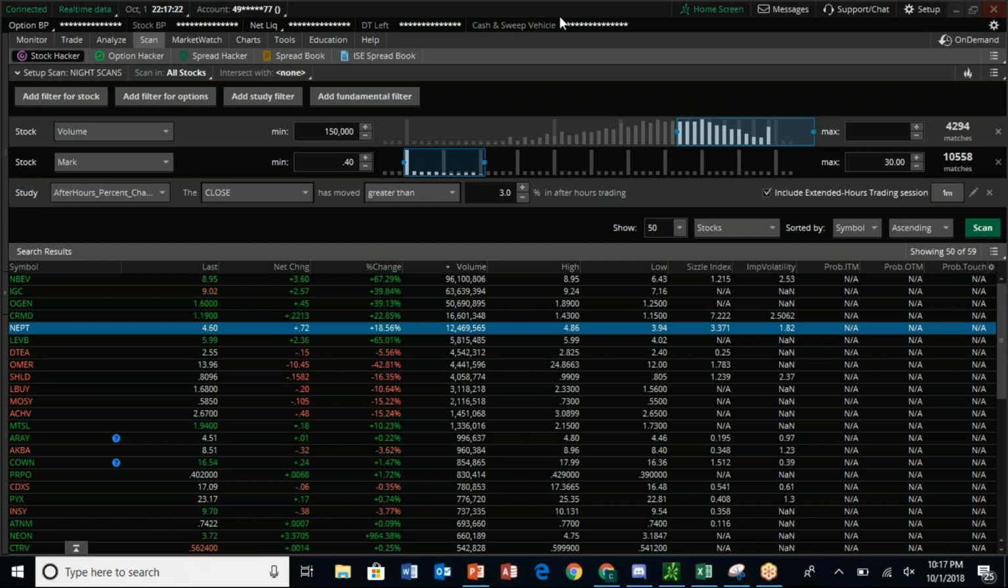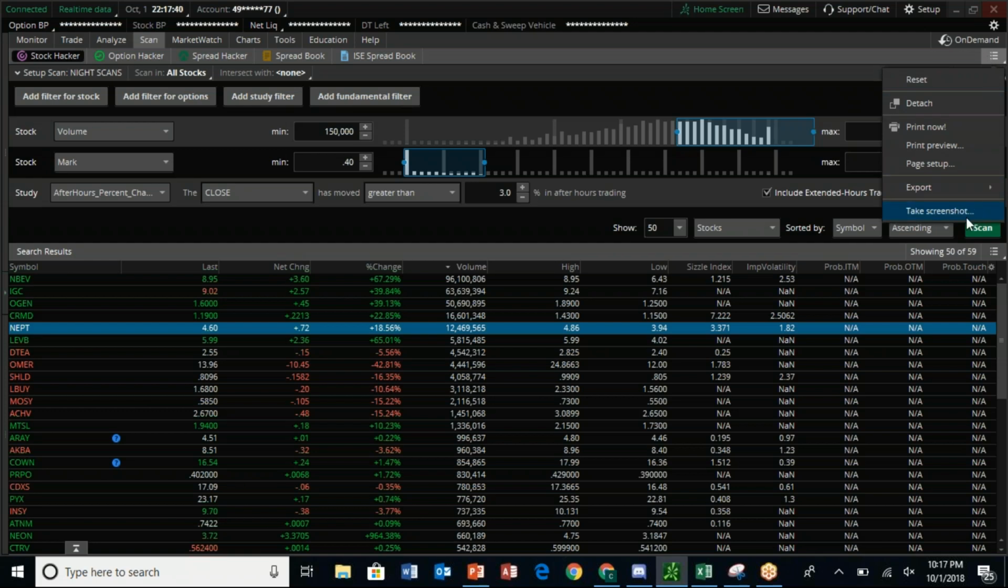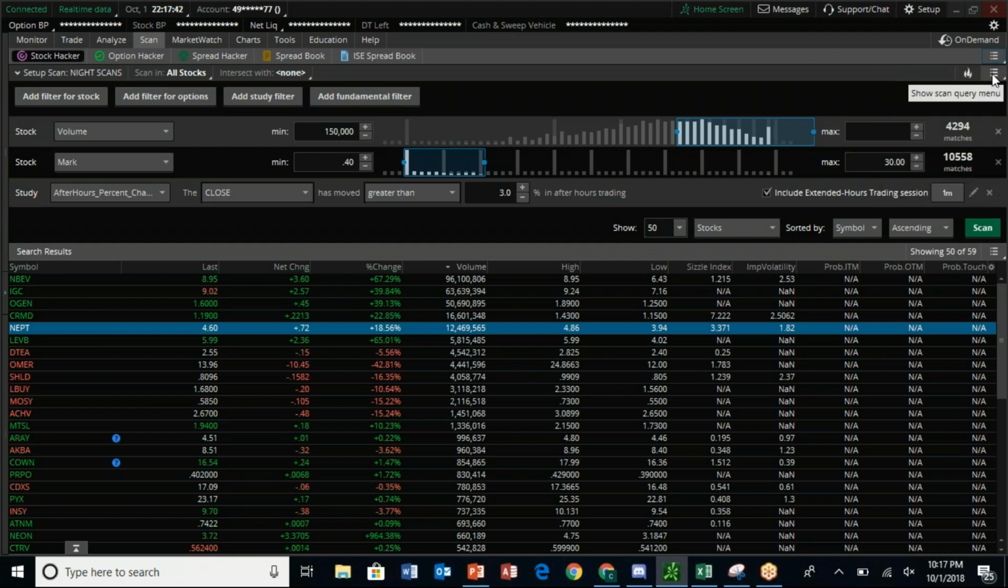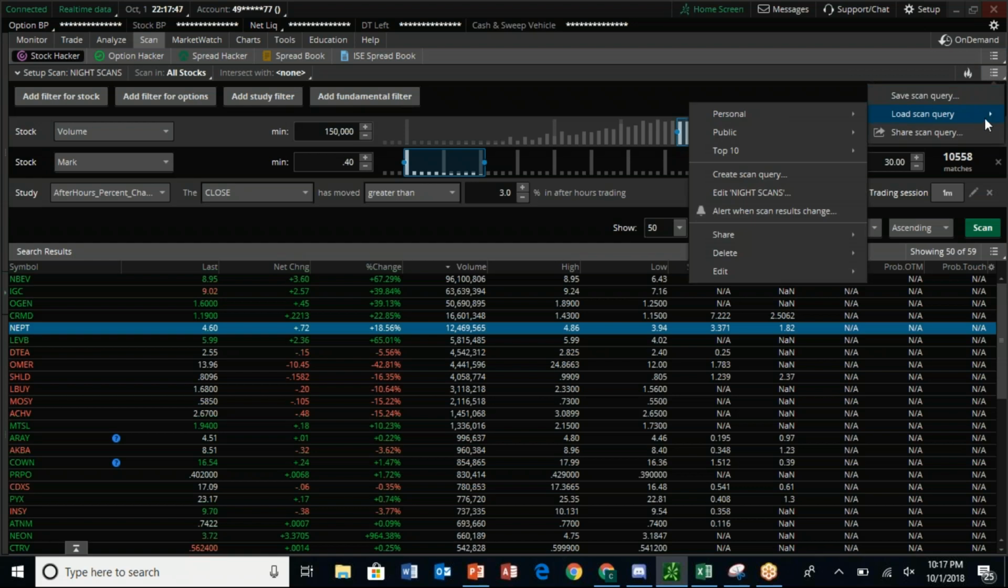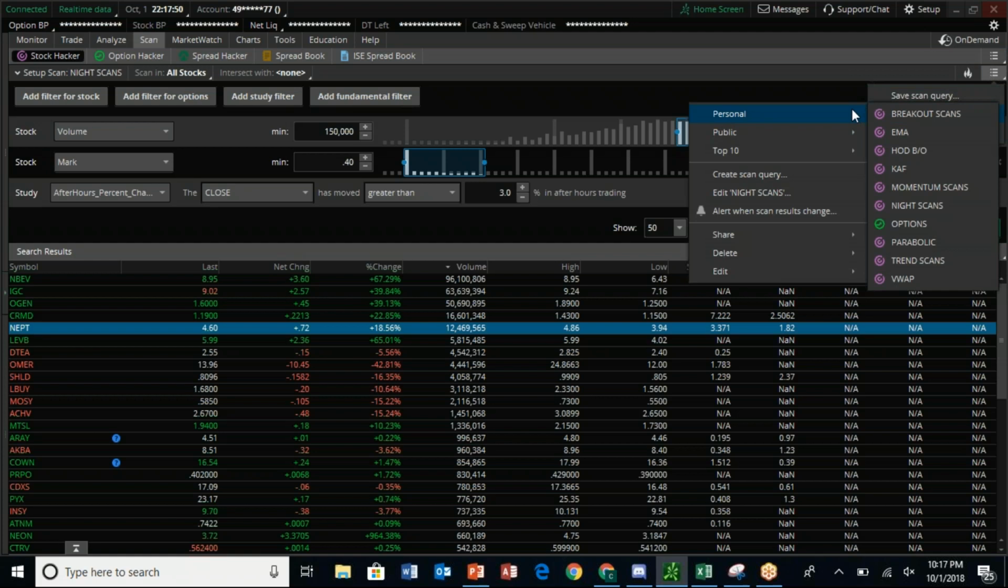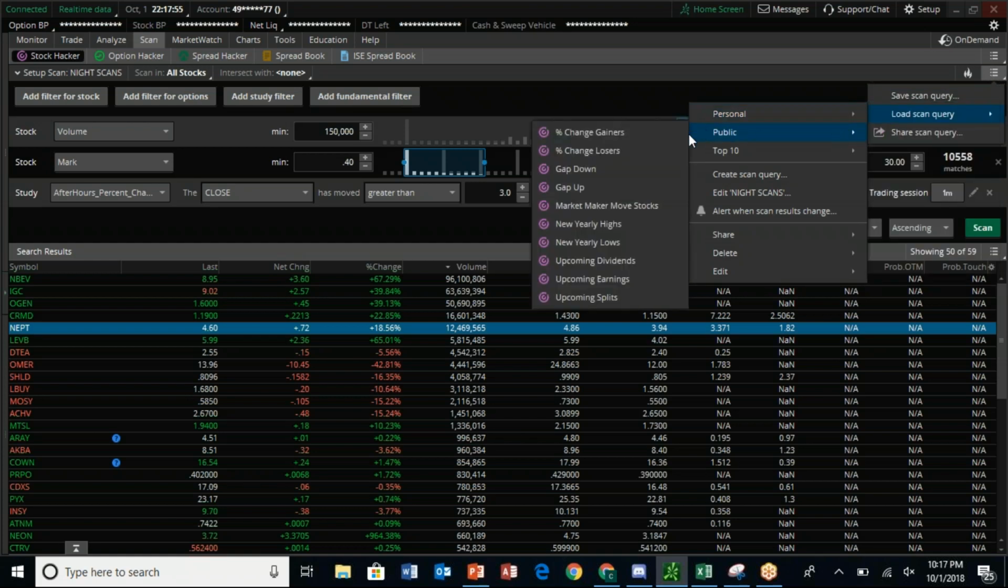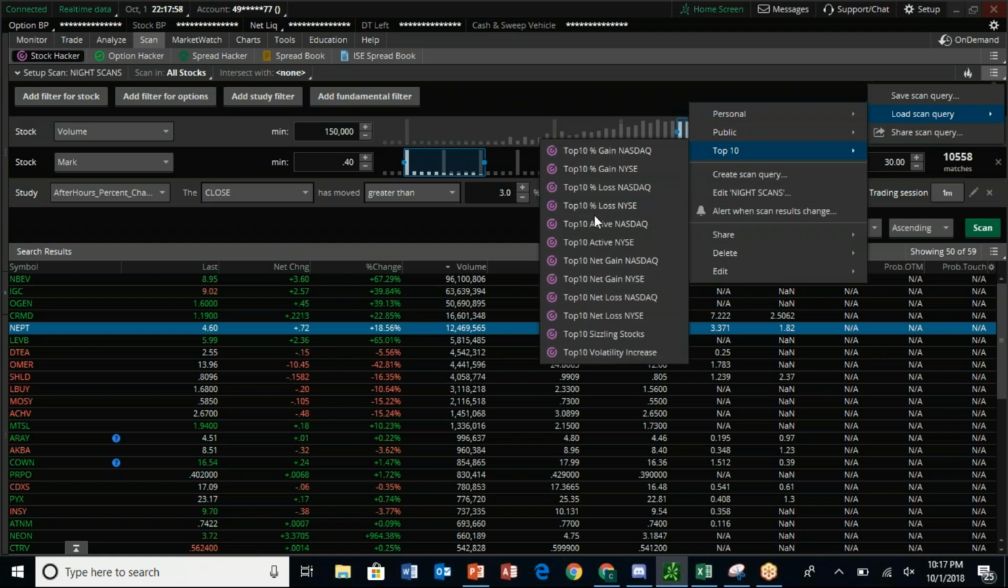I can't change the setup scan in the upper left to change this. So do you want to start a new scan, or do you want to just load one that's already there? So you go to the right, just go across here to the right, and you see these. If you want to reset, it's here, but right below it there's another menu. It says show, and you click this menu, you can load scan query on the right side, and then you can go from your personal scanners that you set up for yourself, and then you can start going into the public scanners that ThinkOrSwim has for you.